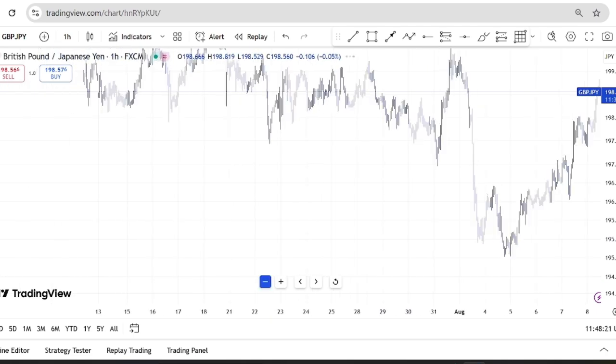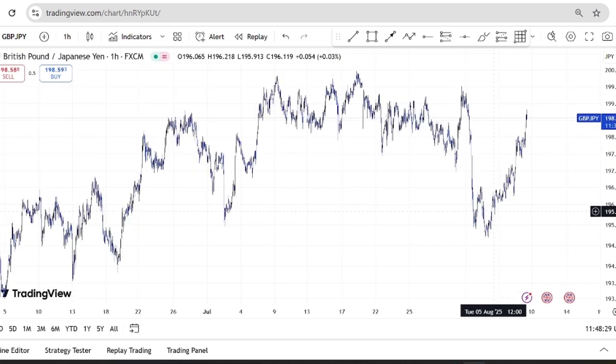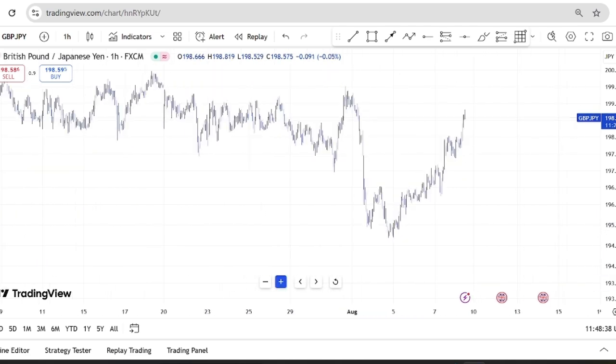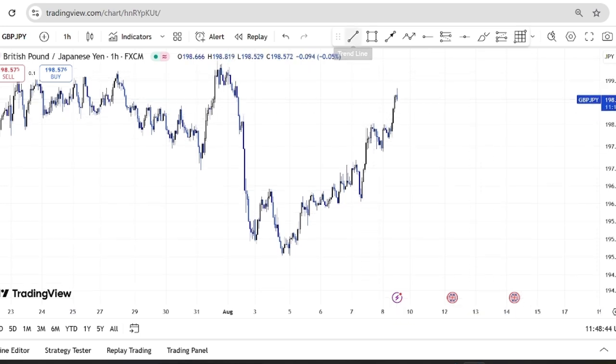So here on the GBP JPY, you're on the 1 hour time frame. If you look at the price action, this is the price action for last week's trade. We are bearish from last week. We are bearish on the GBP JPY. After price took out this particular low, we had another break of structure to the downside. We had our liquidity at this point.